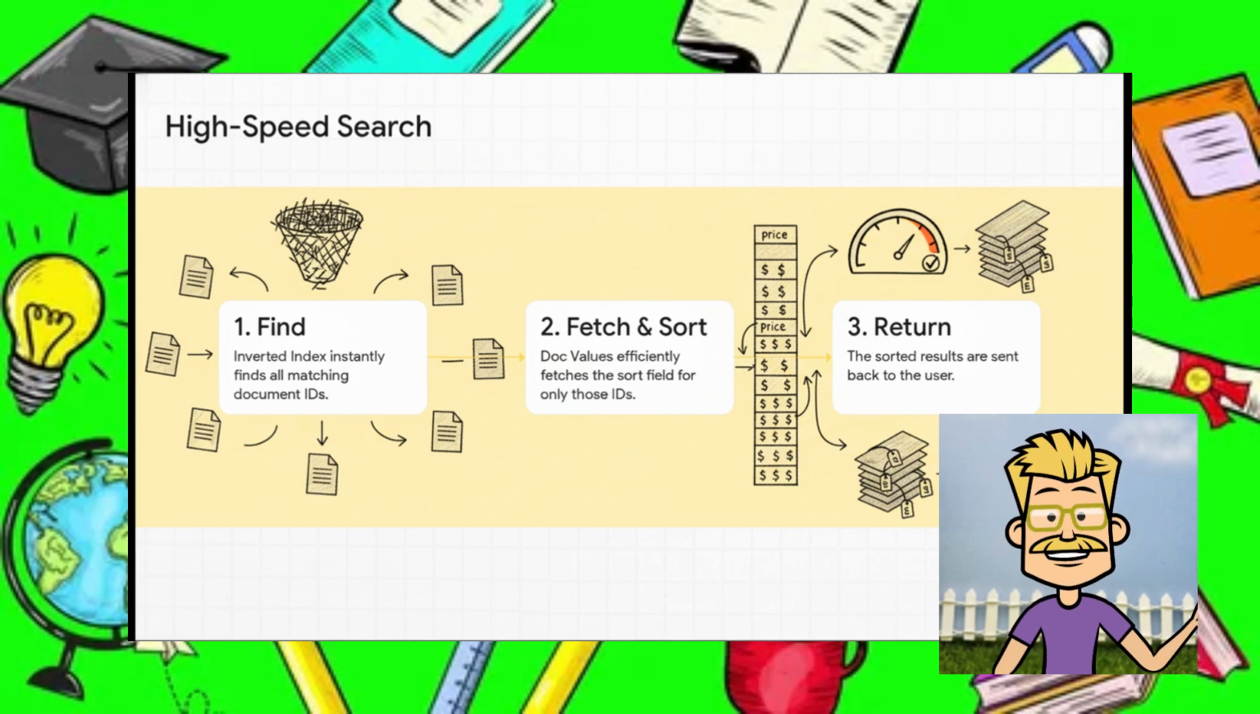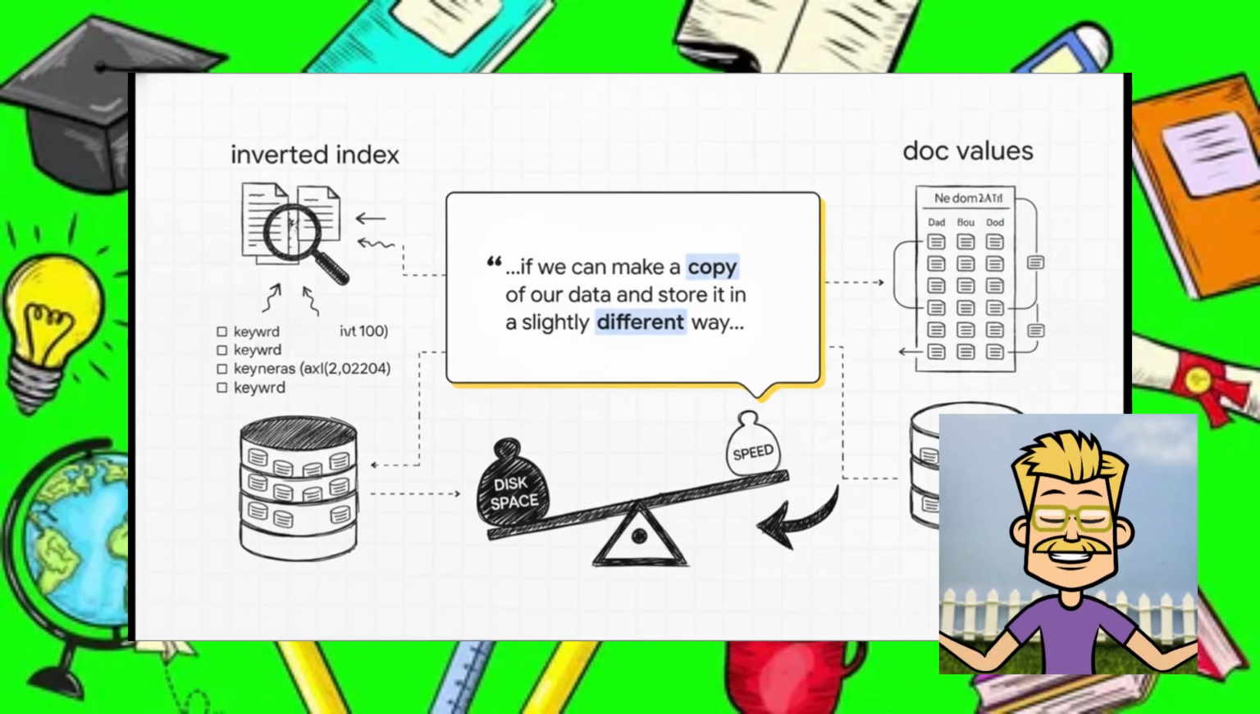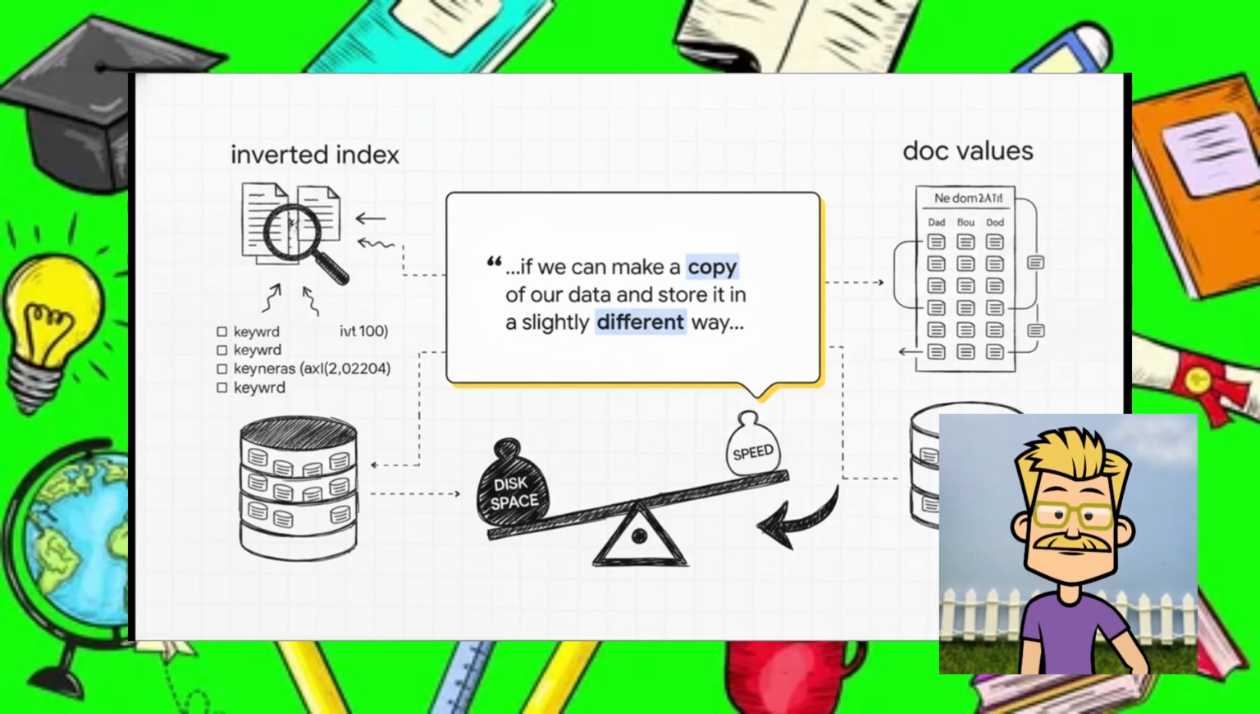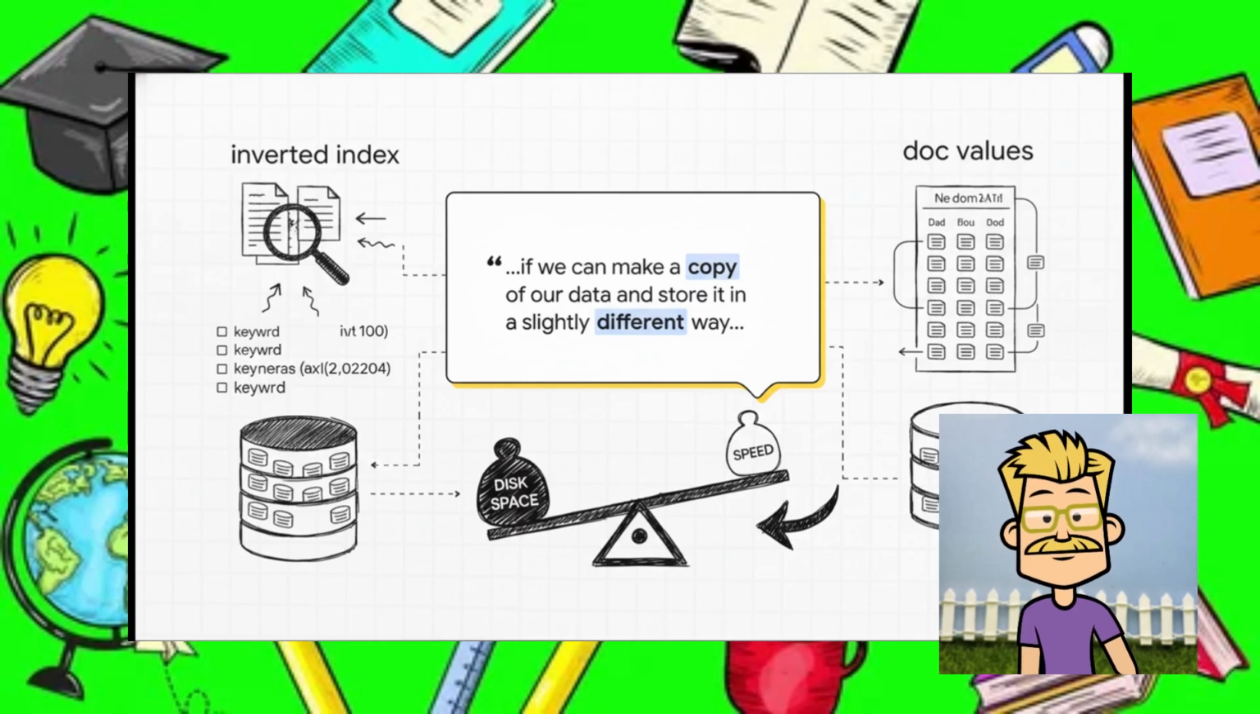It's pretty incredible. There's a quote that just perfectly sums up the whole philosophy here. The inverted index and doc values are both just copies of your data, but they're organized in different, very specific ways. We're basically trading a little more disk space for a massive, massive gain in speed. It's a classic trade-off in computer science, and search engines are just a perfect, beautiful example of it in action.